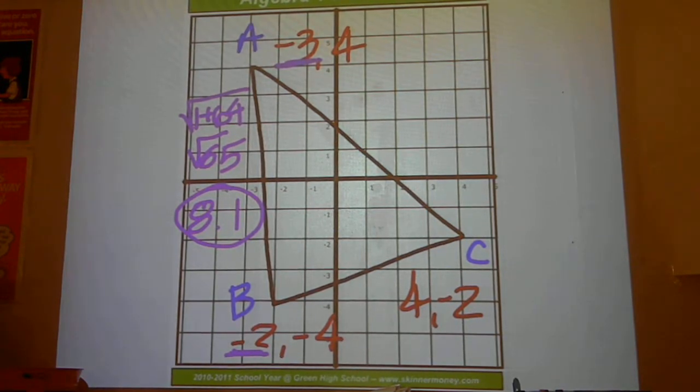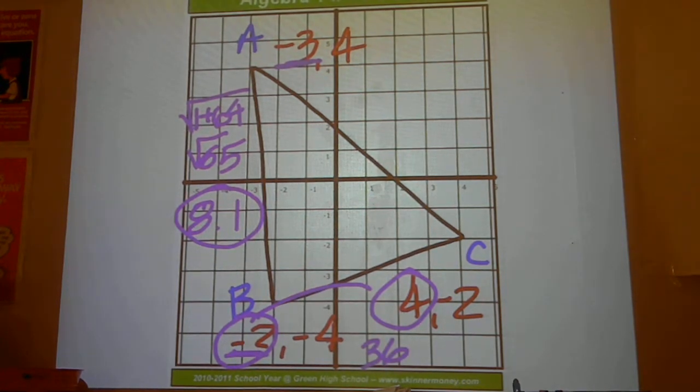And then we'll go to BC. BC is next. Start with the -2 and go to the 4. Those are the x numbers. So -2 minus 4 is -6. -6 squared is 36. And hold that number. And then -4 minus a -2 is -2. Squared is 4. So we have 36 plus 4.